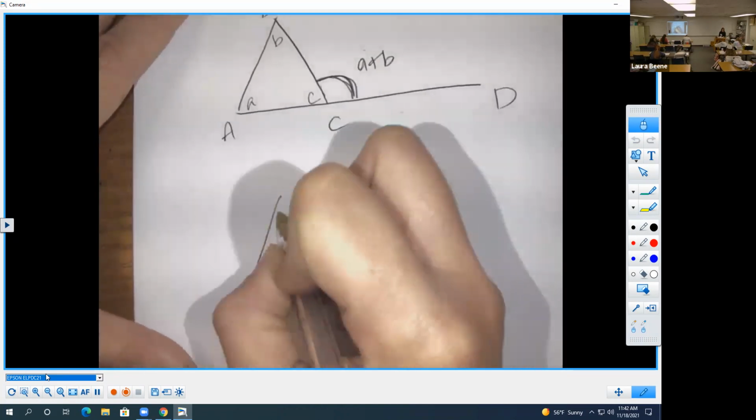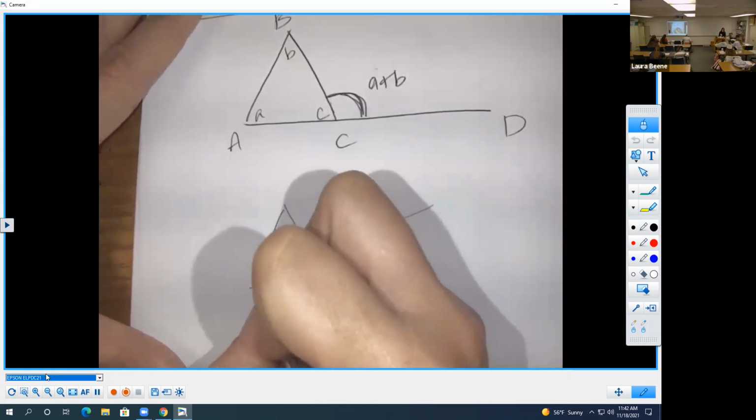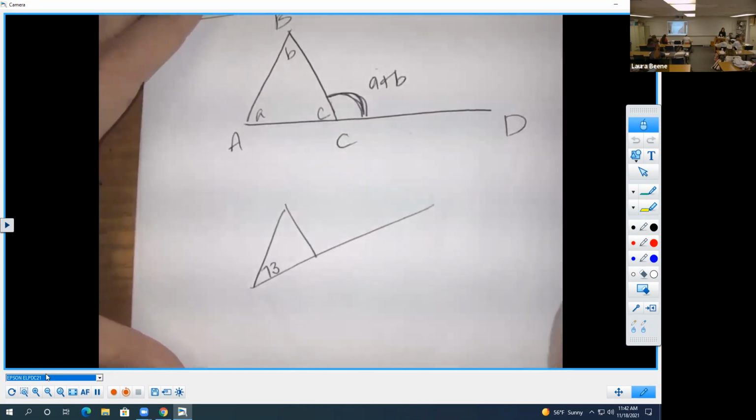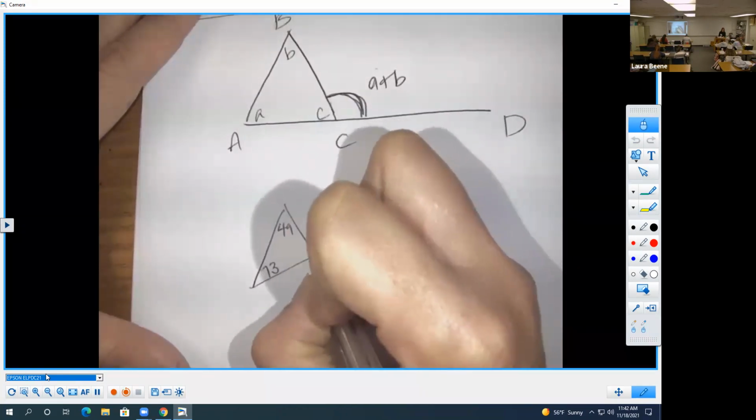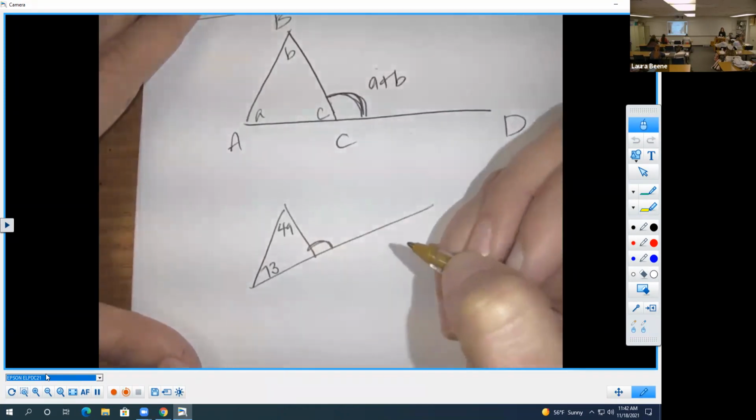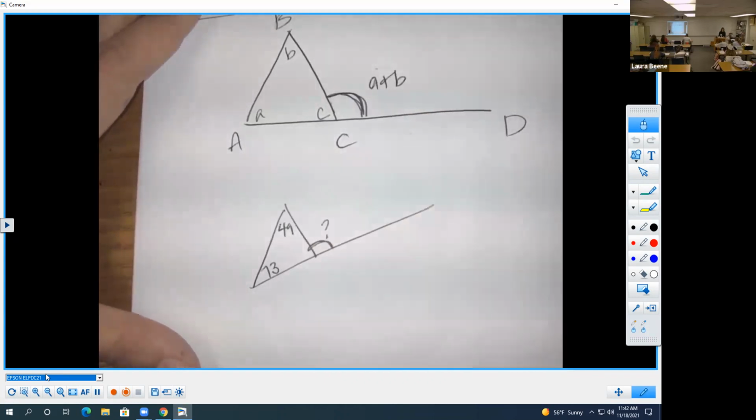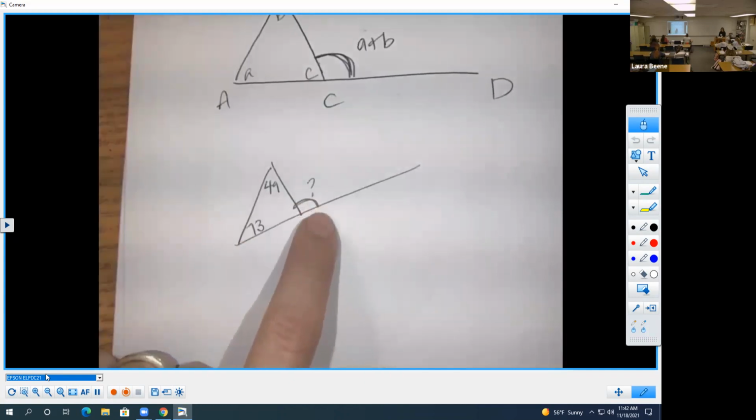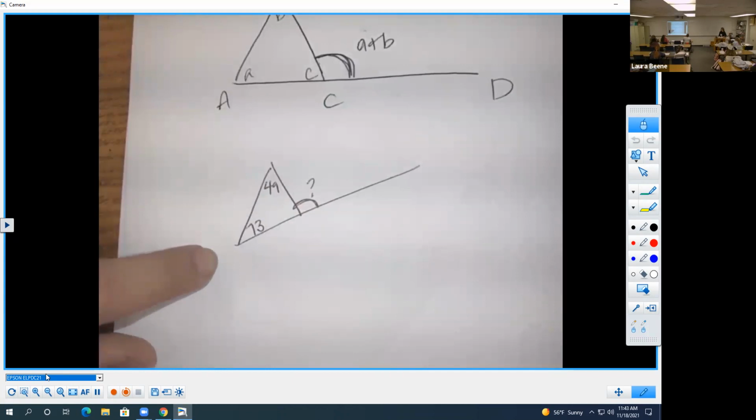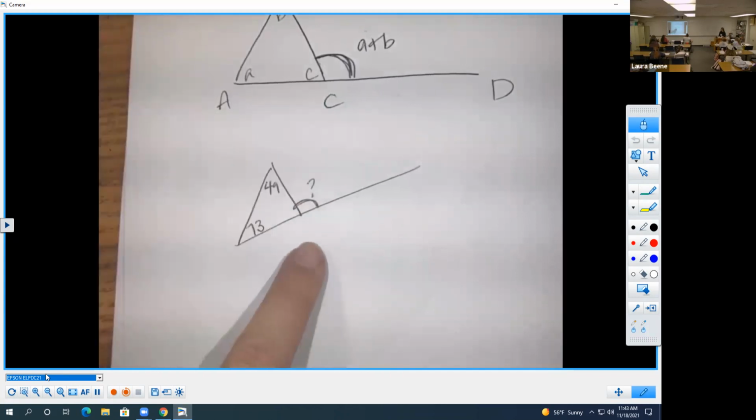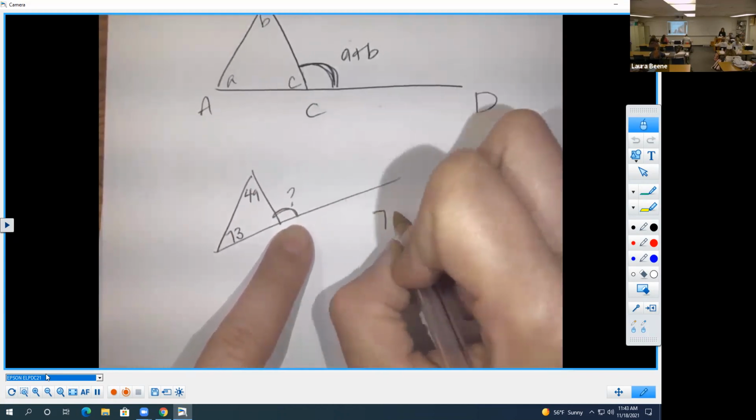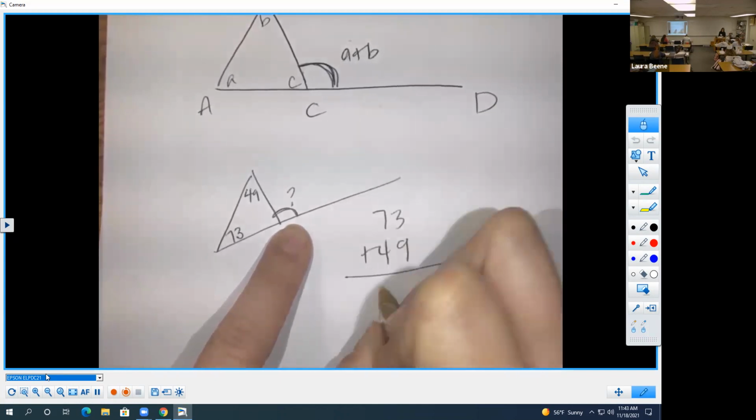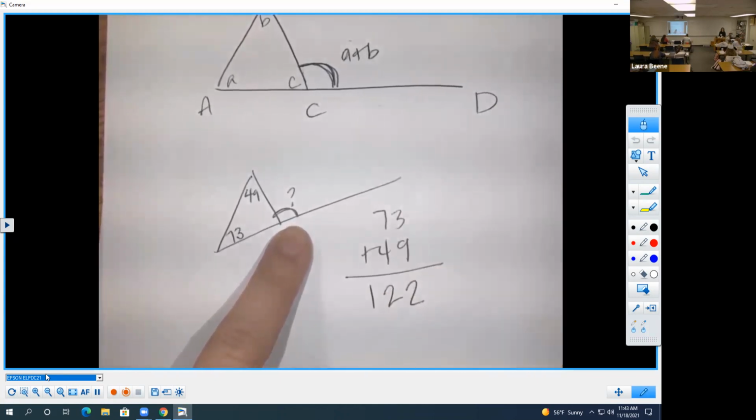Okay, so if I gave you a problem, let's make up a problem. I said this angle is 73 degrees and this angle is 49 degrees, and I wanted you to find this angle right here. This is not drawn to scale because I just made this problem up. Do we subtract those? This angle is the sum of the 2 non-adjacent interior angles. So 73 plus 49 gives you that outside angle. 73 plus 49 is 122. And that's what this angle would be, 122 degrees.